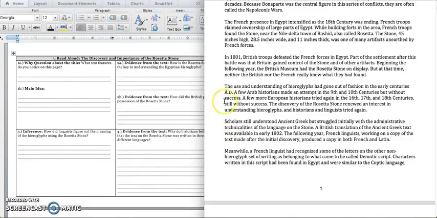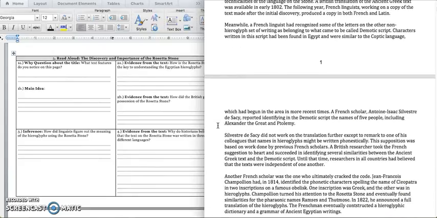Okay, so they were able to translate part of the Rosetta Stone because they knew Greek. And so they were able to translate it from Greek to French to Latin. But they still haven't figured out the hieroglyphs yet. Let's keep reading.